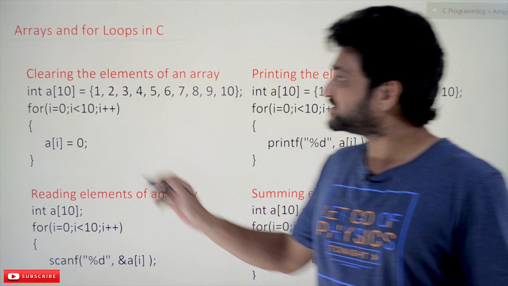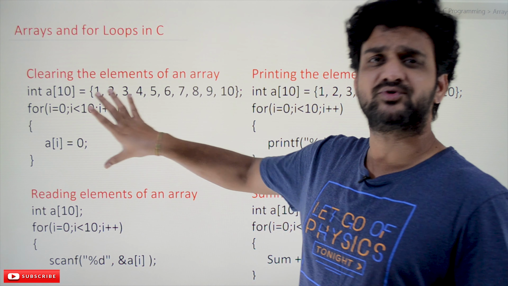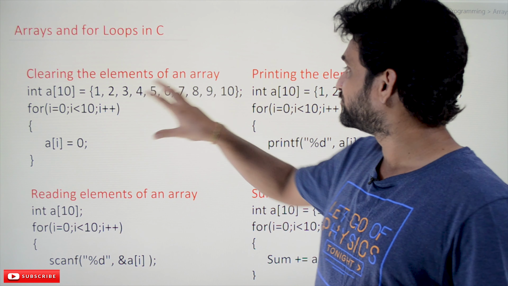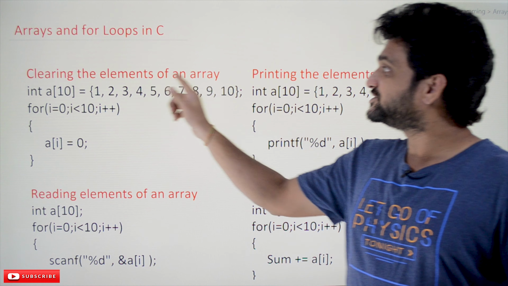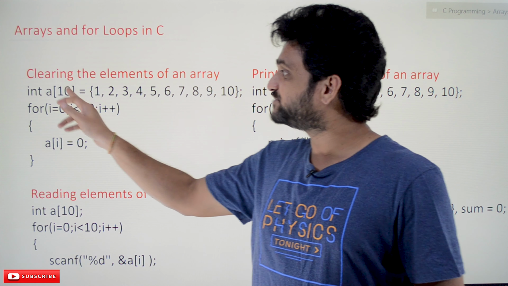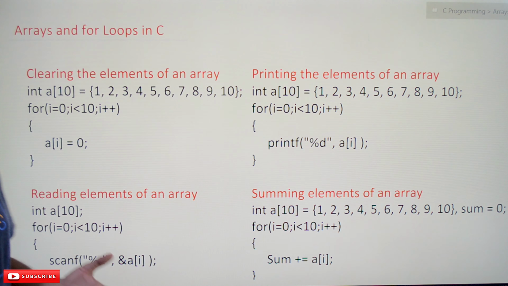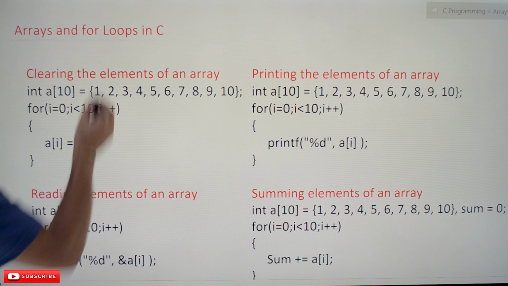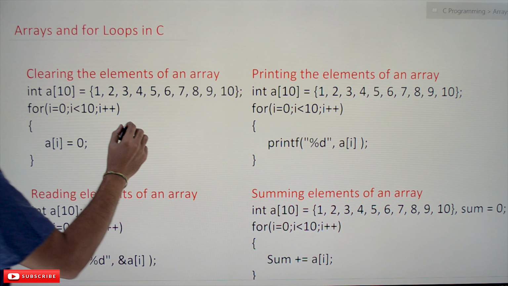These are regular programming practices, and we have consolidated them into 4 different types. The first is clearing the elements of an array. For example, if the array has been initialized and we would like to clear its elements, we have to use a for loop. Not only a for loop, any loop can be used, but we are using a for loop here.